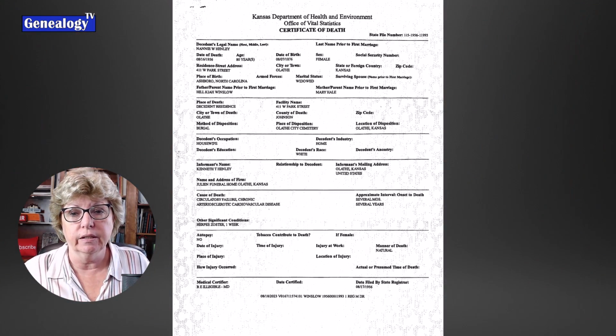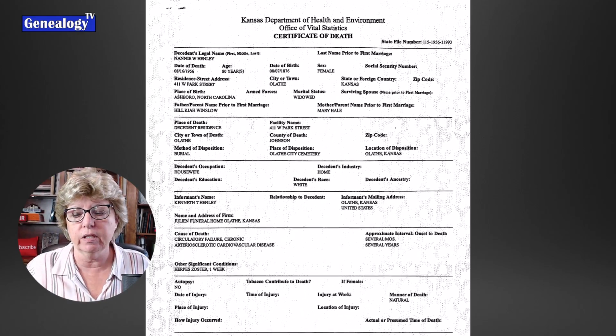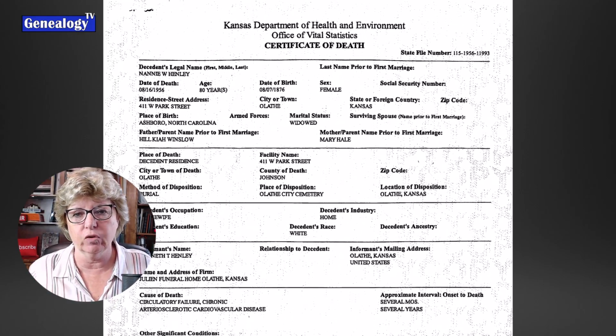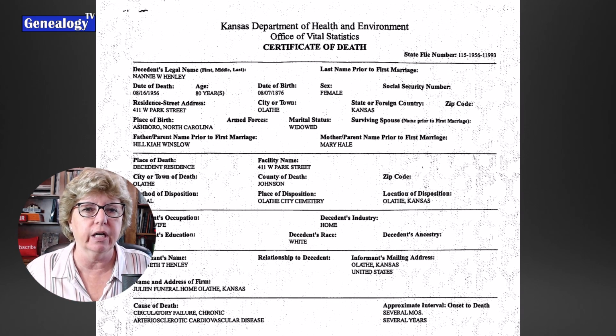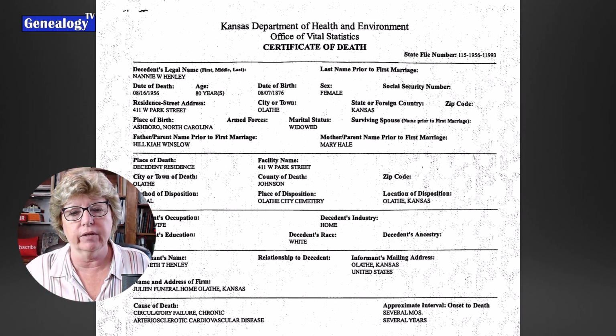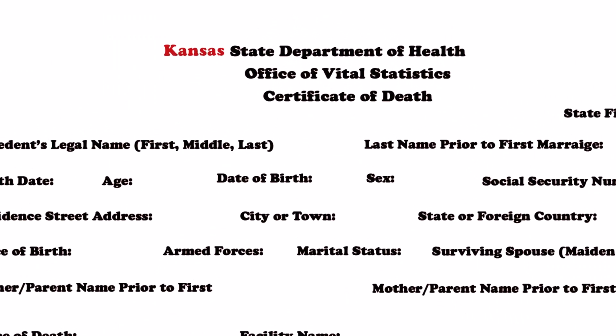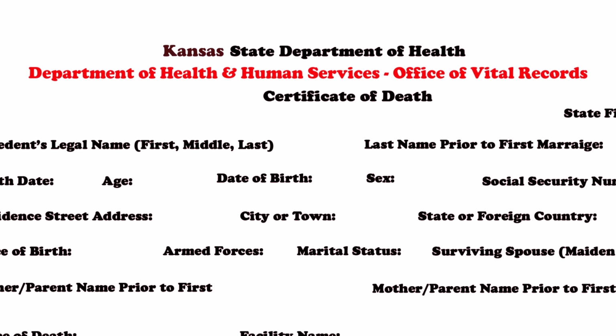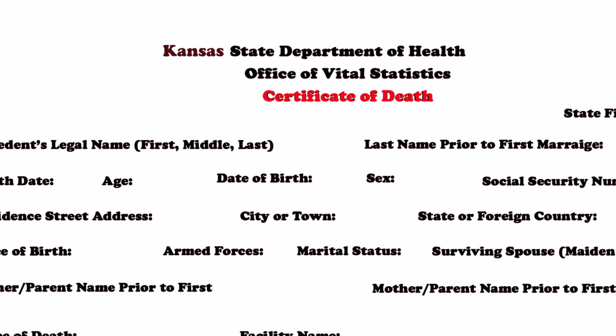So what I've done here is, this is a scan of the death certificate that I have, but it's kind of grungy and it's hard to read. So I've recreated it and animated portions of it so that we can focus on one area at a time. Usually it is the State Department, and in this case it's Kansas. It's often the Office of Vital Statistics or something similar. Sometimes you may see the Department of Health and Human Services, Office of Vital Records, something similar. And then, of course, it's going to say death certificate.